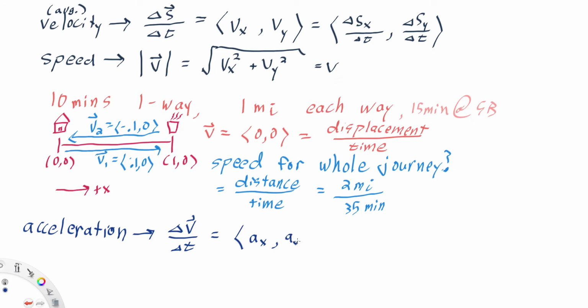Right, we're going to write it as ax and ay. But that could very well be, right, change in x velocity, comma, change in y velocity.